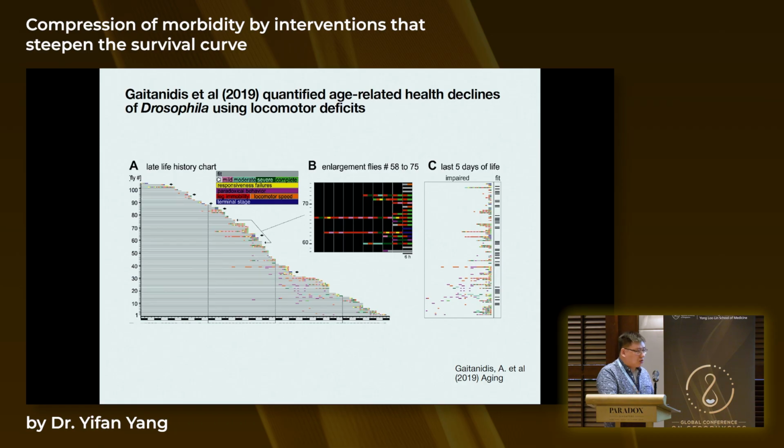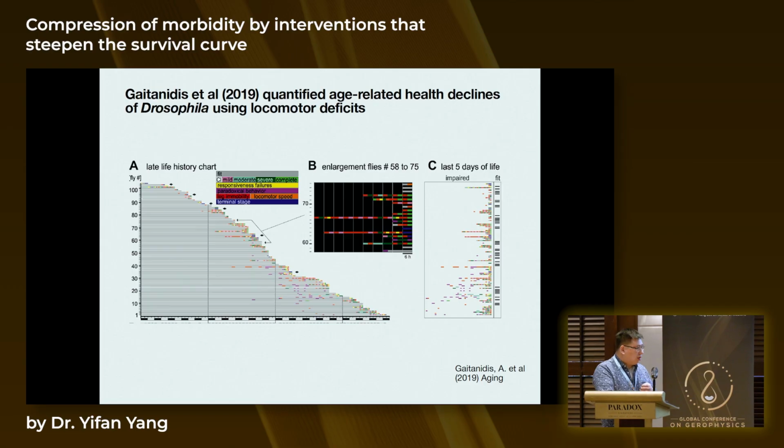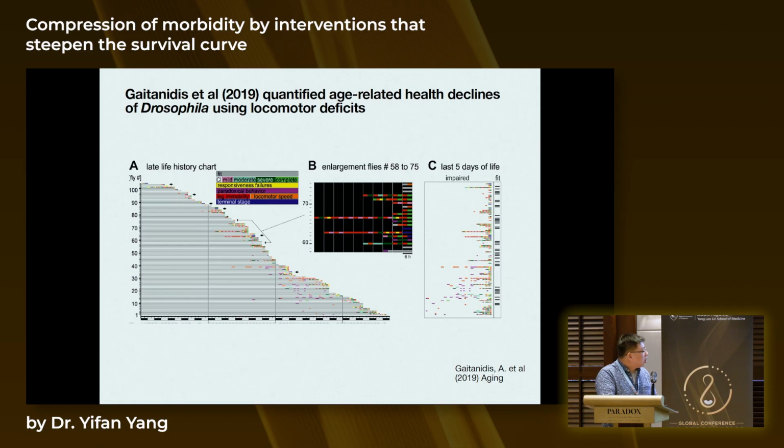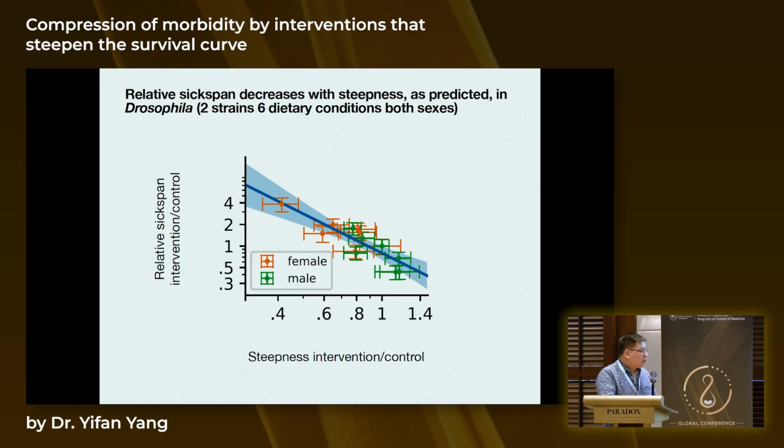Next, we consider Drosophila. In Drosophila, this group of authors from Greece measured longitudinally local motion deficits. They bend the vial that the fly is living on the counter to startle them and measure their ability to fly, to jump, and to climb. They quantify the deficits in all these local motion functions, plot this beautiful data, and shared the raw data with us. So we analyzed this data of two Drosophila strains under six dietary conditions for both sexes. And the result is still consistent with the model that the relative sixspan decreased with steepness.